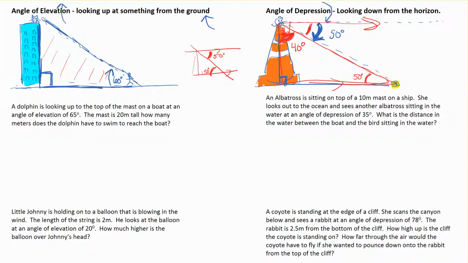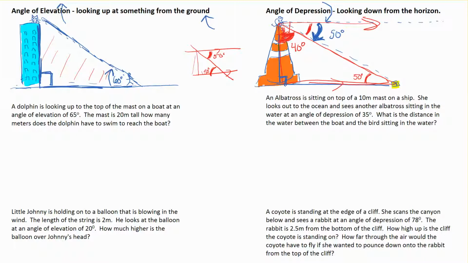So a tricky part about these problems is often you have to draw your own diagram. So let's read this question here. It doesn't relate to the cat in the building, it's just a new one. A dolphin is looking up to the top of the mast of a boat at an angle of 65 degrees. So stop there and visualize what that situation is.